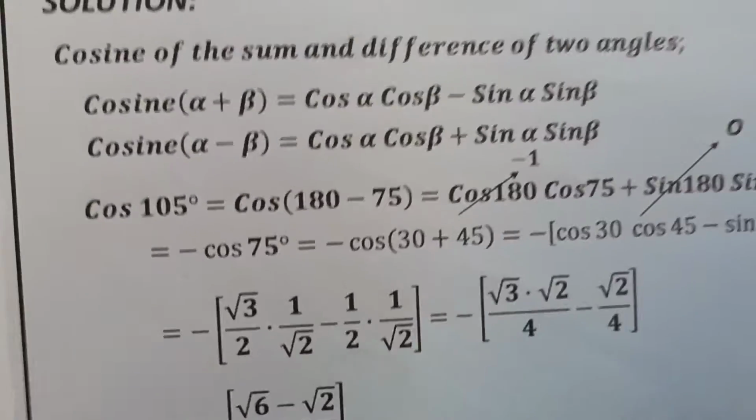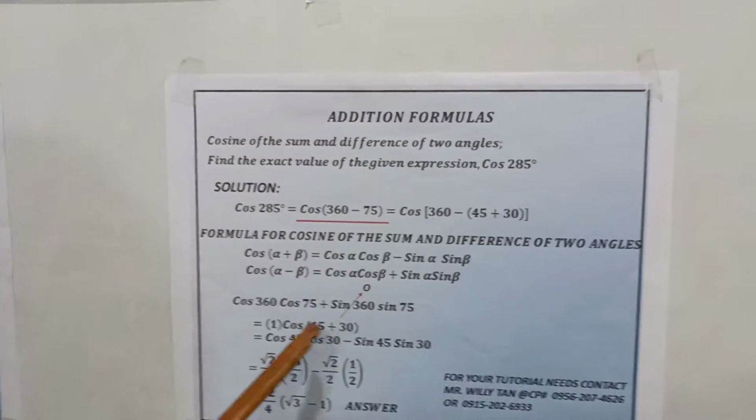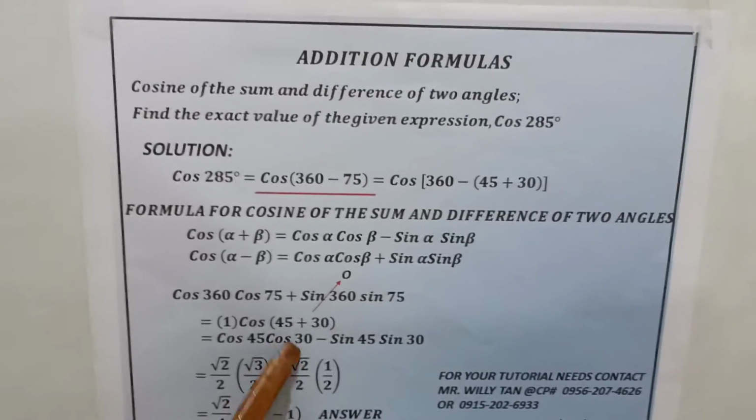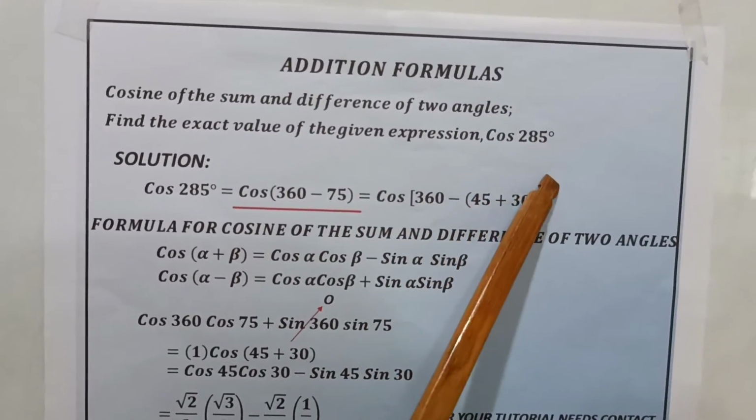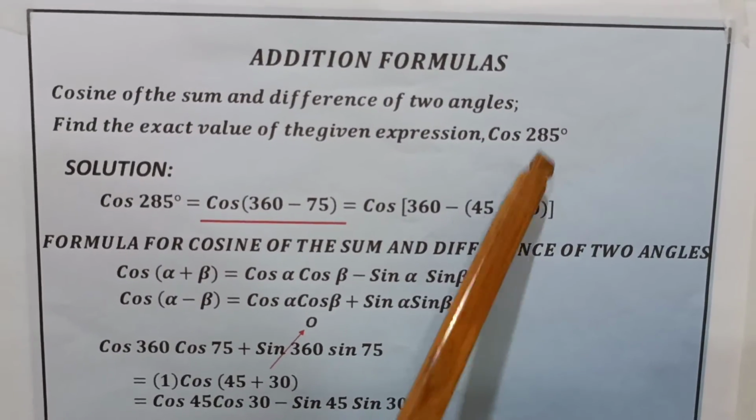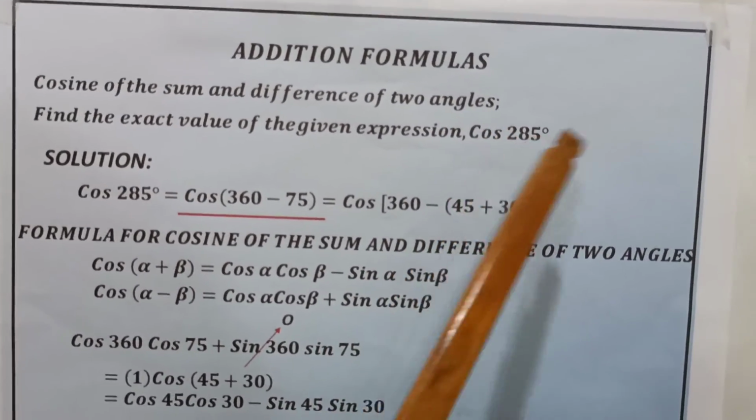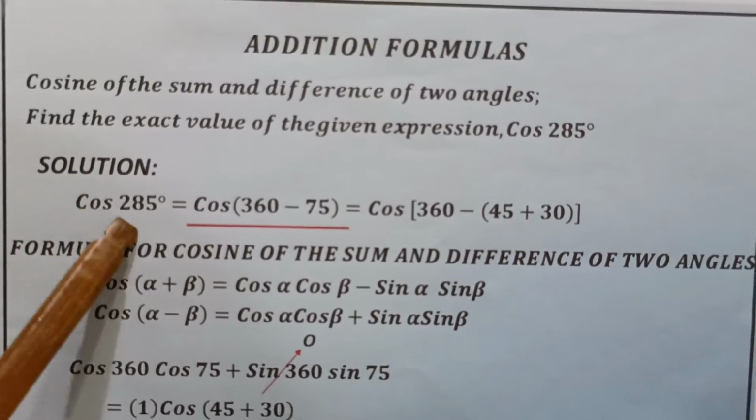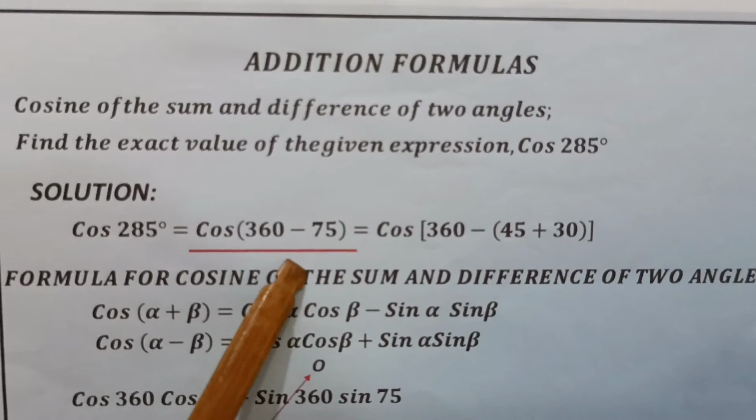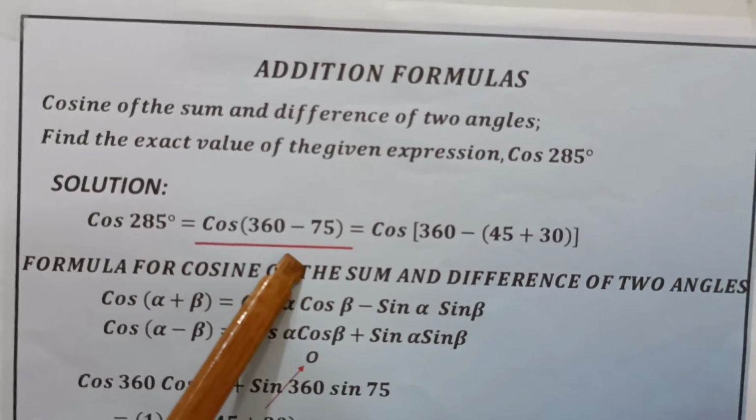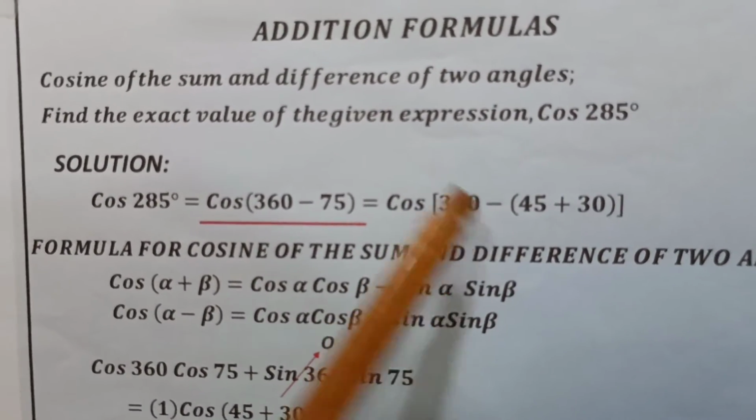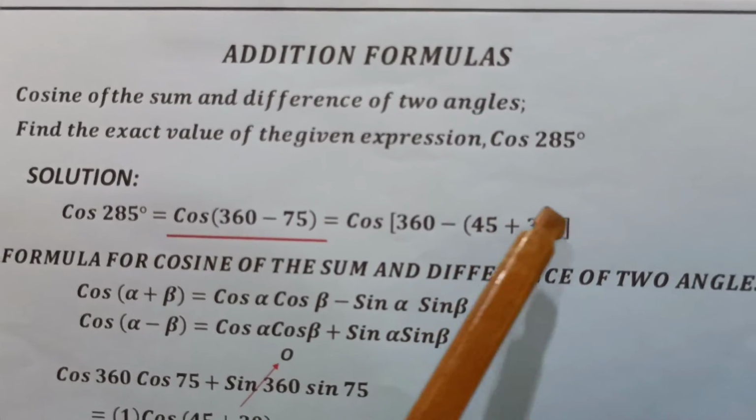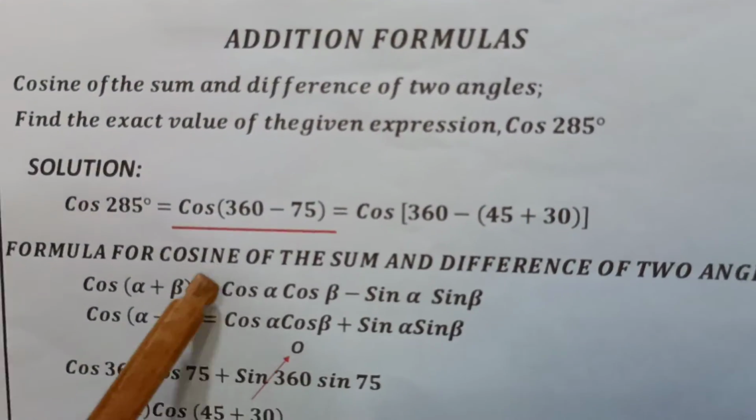Next, we have another addition formula problem, and we are going to find the exact value of the given expression cosine 285 degrees. We break this down: cosine 285 is equal to cosine of 360 minus 75, and we break down 75 into 45 and 30.